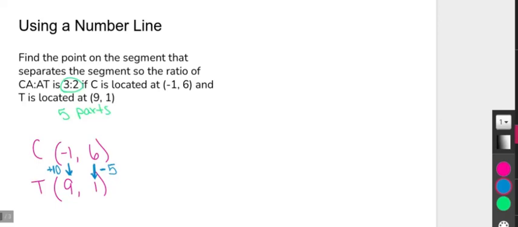But remember that that's how far it is to go the entire length of the segment. So instead of doing it the whole way, we want to break that up into 5 parts. Your x's went up by 10, but you're going to divide that 10 into 5 parts, which means each time your x is going to go up by 2. Then you're going to think about your y's, and your y's went down by 5. But again, we're dividing it into 5 parts, so each time your y will go down by 1.